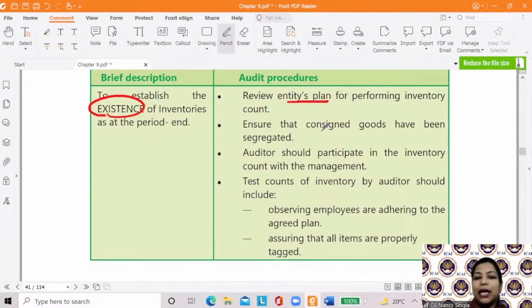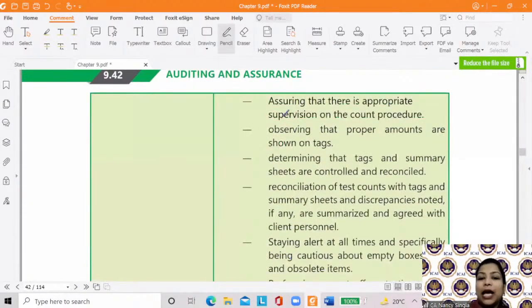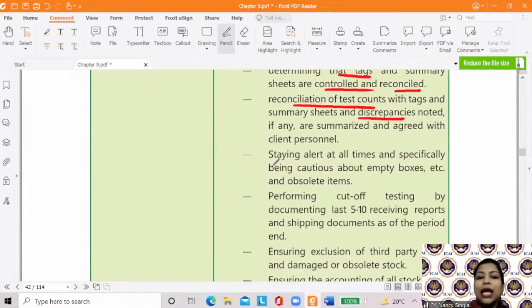सो एंटिटी का क्या प्लान है, कंसाइंड गुड्स जो है वो अलग से रखे हैं ना, ऑडिटर को पार्टिसिपेट करना है, टेस्ट काउंट करना है, उसके लिए क्या क्या करना है, इंक्लूडिंग ऑब्जर्व करो, एश्योर करो कि टैगिंग हुई है अच्छे से. ठीक है? एप्रोप्रिएट सुपरविजन है, प्रॉपर अमाउंट्स मेंशन है टैग्स पे, टैग्स प्रॉपरली कंट्रोल्ड है, रिकंसाइल्ड है. टेस्ट काउंट्स की समरीज देखो, डिस्क्रिपेंसी है तो मैनेजमेंट से डिस्कस करो, क्लाइंट पर्सनल से. ठीक है? एंड ऑब्सोलीट स्टॉक के लिए स्टे अलर्ट ऑल द टाइम. एम्प्टी बॉक्सेस तो नहीं है, आपको ऑब्जर्व करते हुए दिख रहा है कि बॉक्सेस हैं, बट ऐसे तो नहीं है, दीज आर एम्प्टी.